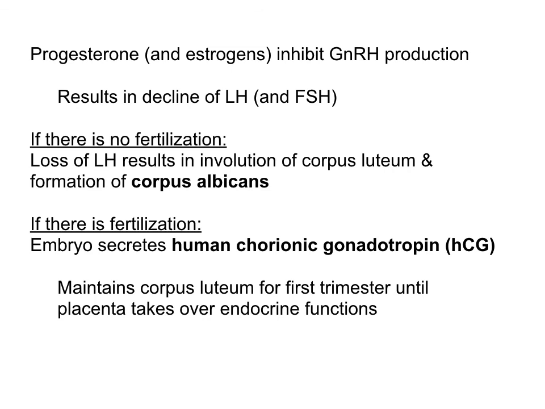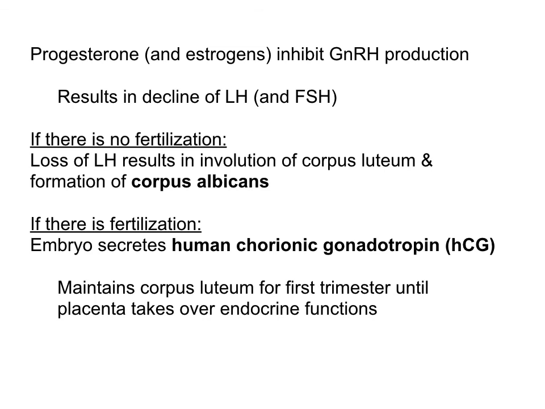Now, if there is fertilization, we don't want to start a new ovarian cycle. We want to kind of suspend the one we have. Well, if there's fertilization, the embryo actually starts to secrete human chorionic gonadotropin. Now, HCG actually helps to maintain the corpus luteum.